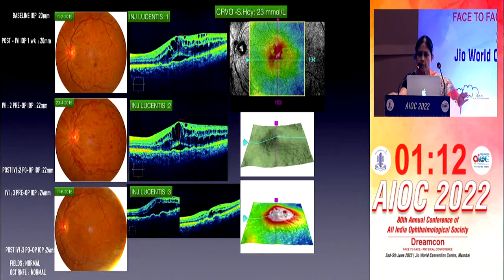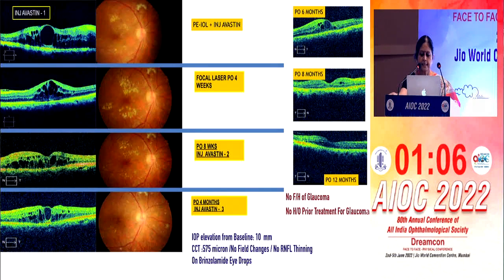This was associated with a normal static field and no RNFL changes, so we just kept this patient on follow-up. Let us look at another example where the IOP elevation from baseline was about 10 millimeters after the patient received 3 injections of Avastin. This patient had no family history of glaucoma and no history of prior treatment for glaucoma. His central corneal thickness was 575 microns. There were no field or RNFL changes.